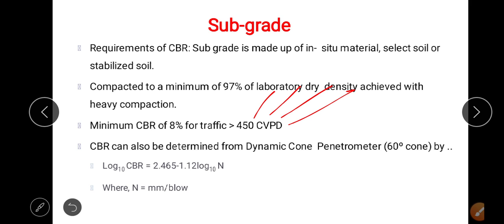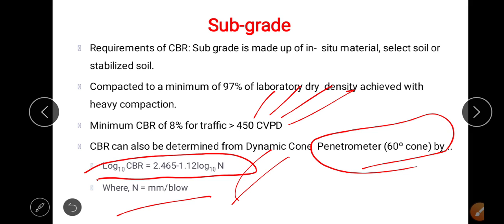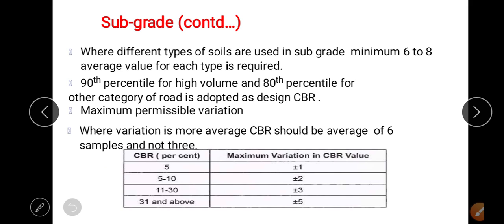CBR can also be determined from the dynamic cone penetrometer, 60 degree cone, that we have studied in foundation engineering. Every time everything need not be taught in detail. Whatever you have studied, I myself might have taught you or some other teacher must have told you about the test, how it is performed on the soil to evaluate the value. Accordingly, this formula is there. Here, capital N means number of blows, the measured penetration in millimeter per blow. So you should remember the previous one also.